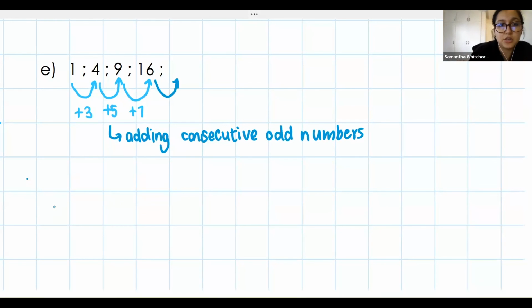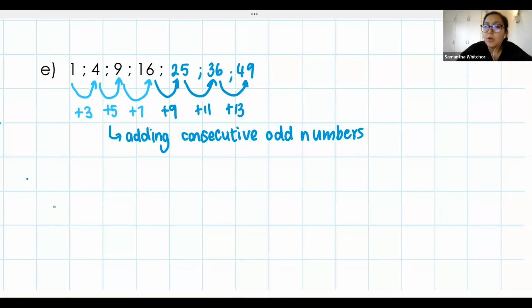And so that's definitely a pattern that I've identified, which means that the next one that I add should be 9. So I get 25. The next one that I add should be 11, giving me 36. The next one that I add should be 13, giving me 49.